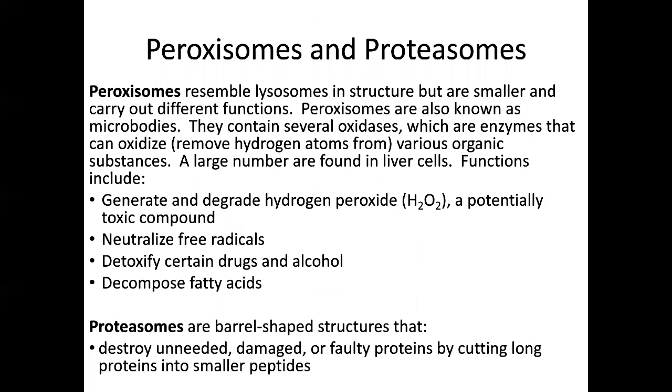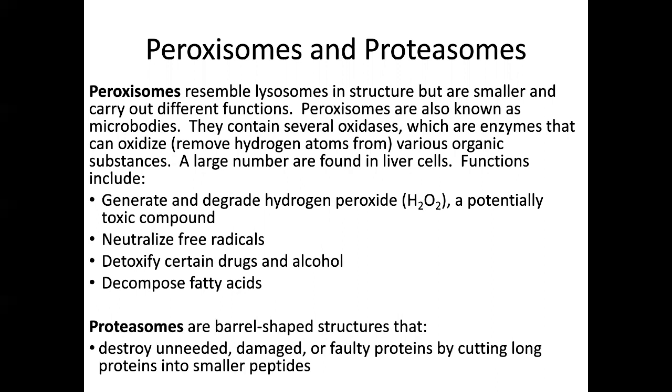Okay, our next organelles are peroxisomes. And I also just threw in proteasomes at the bottom. Good space, no need to have an entire new slide for just a couple words. Peroxisomes look a lot like lysosomes in structure, but they're actually smaller and they do different things. Another name for them is microbodies, although you'll never hear me call them that. Inside of peroxisomes are oxidases. These are enzymes that can oxidize, which means they remove hydrogen atoms from various organic substances.